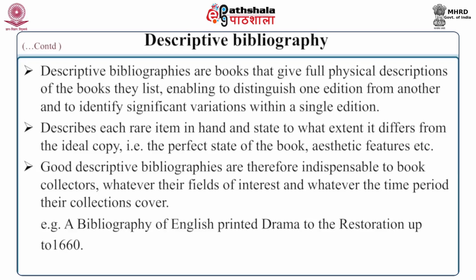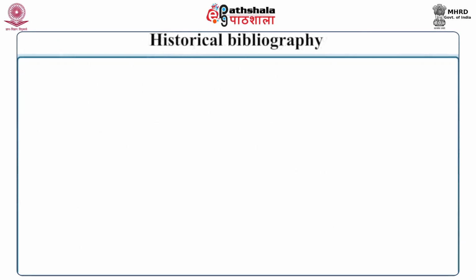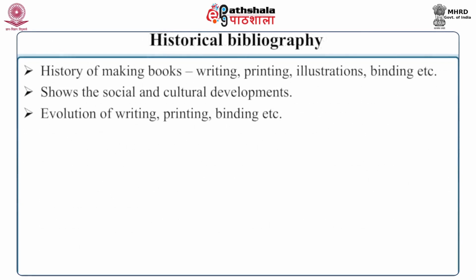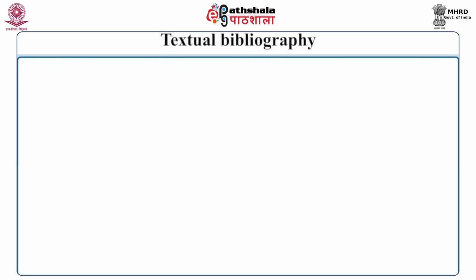Then historical bibliography. History of making books, that is about writing, printing, illustrations, binding, etc. So it indicates the evolution of writing, printing, binding, etc. of the books. So this is about the physical description. Next one is textual bibliography.